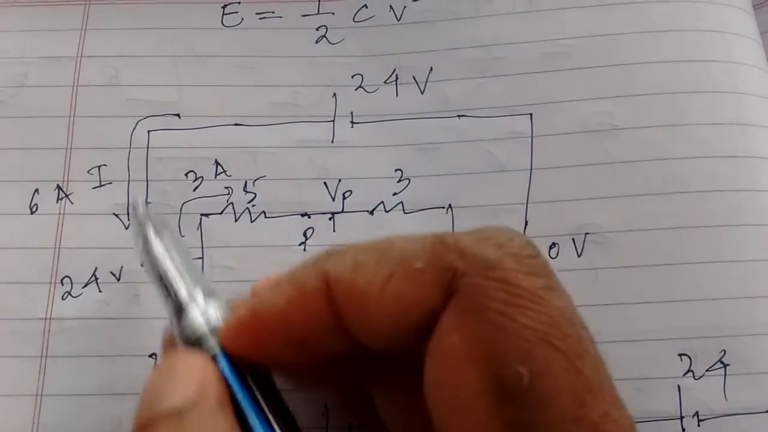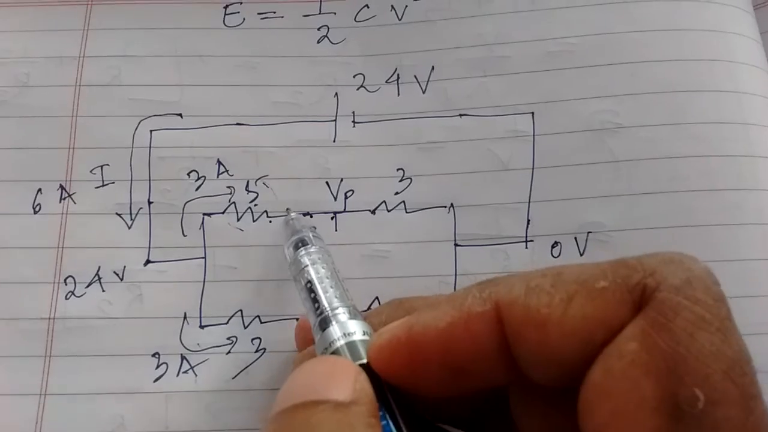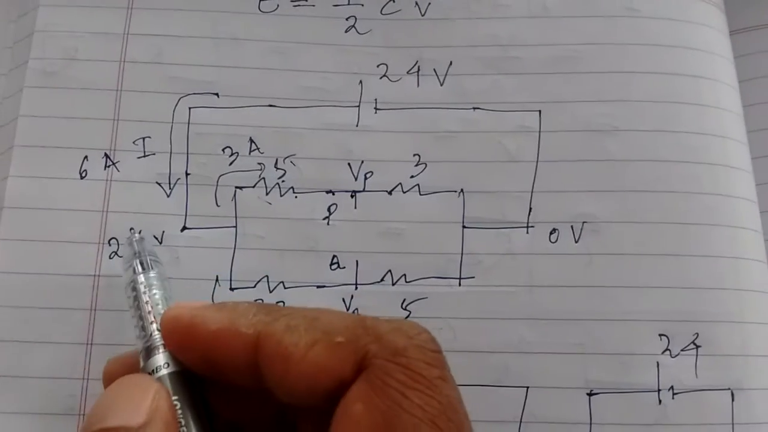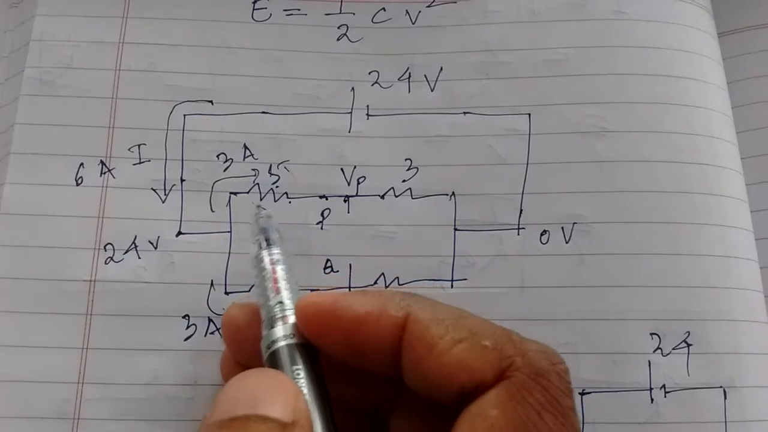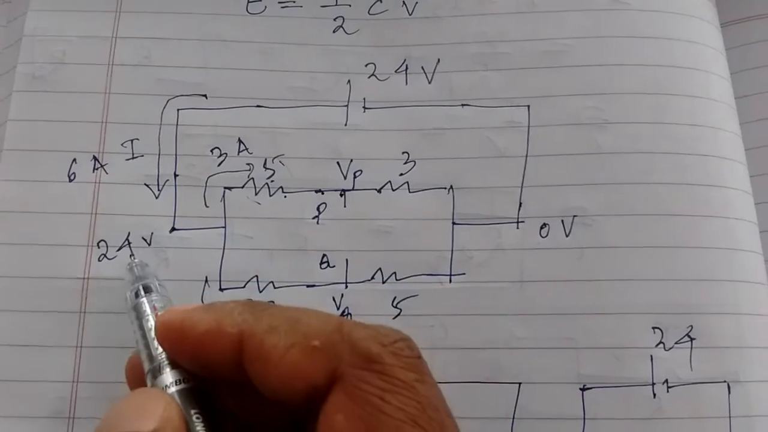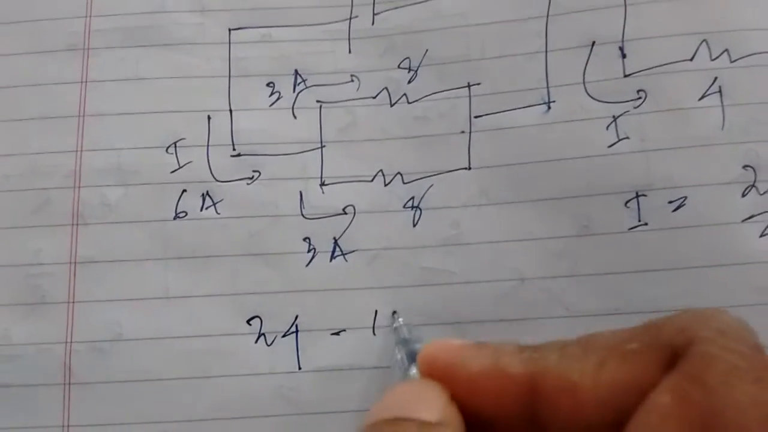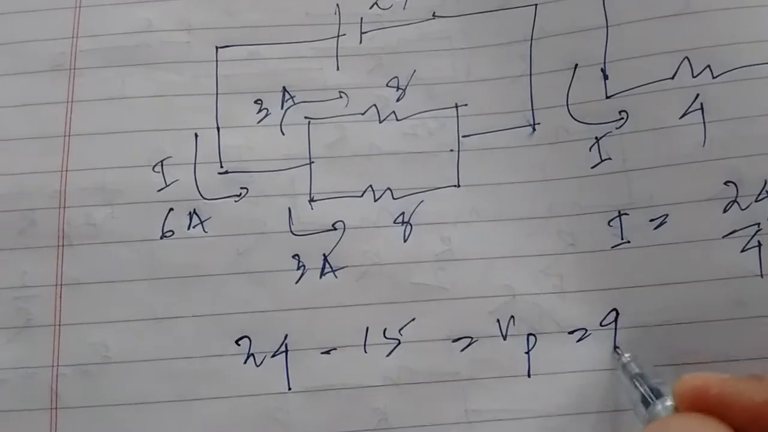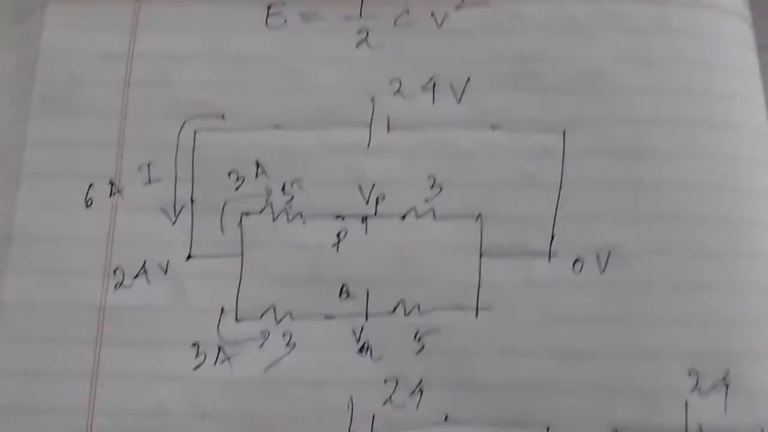Again, here it is 24 volt, there is one drop through the 5 ohm resistance and it becomes Vp. So how to write it? 24 minus this drop is equal to Vp. What is this drop? Voltage drop is resistance into current, that is 15 volt. 24 minus 15 is equal to Vp, is equal to 9 volt. This is equation 1. We have already got the Vp value.